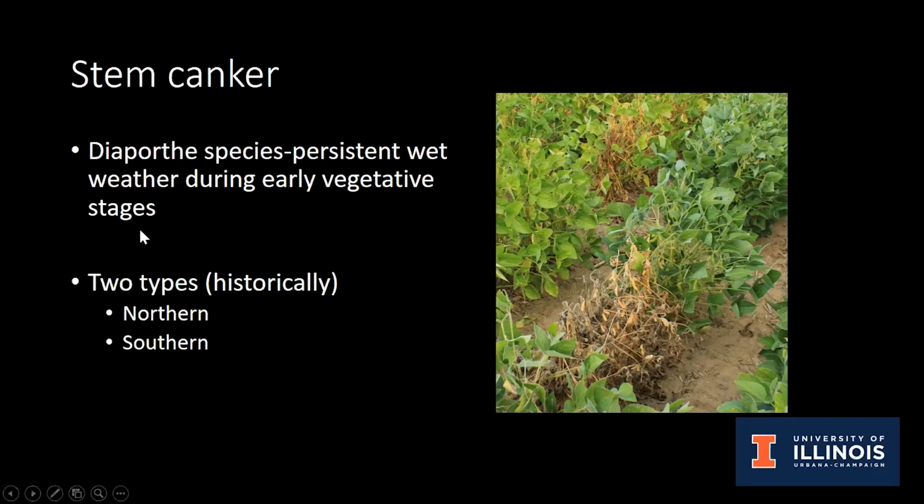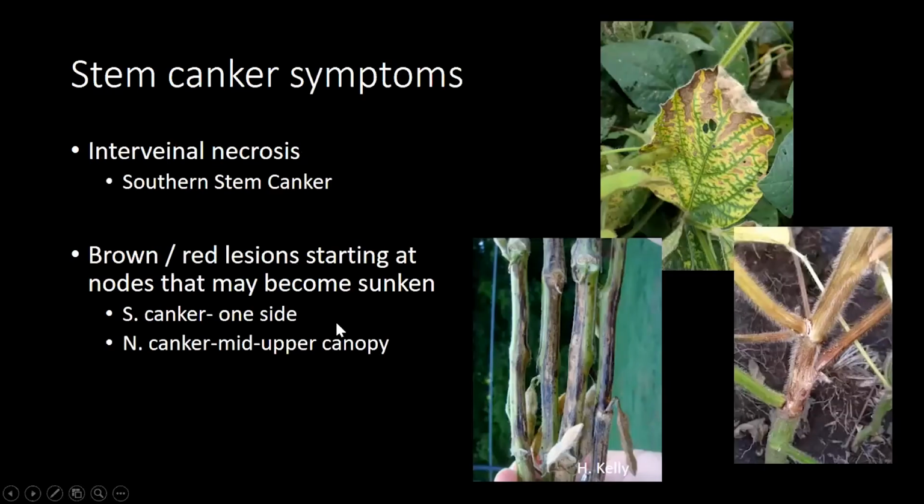If we have a lot of wet weather early on in our soybean growing season, at the end of the season, we're more likely to encounter a lot of these stem and crown issues that I'm describing. Now, historically, we've defined these as being either northern or southern stem canker. I think some of the work that's being done is showing that it's more complex than that. But the key thing is, when we are trying to categorize whether it's likely to be northern or southern, there are some symptoms that differ between the two.